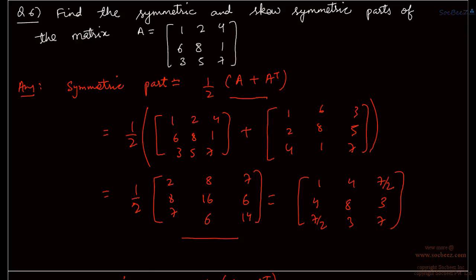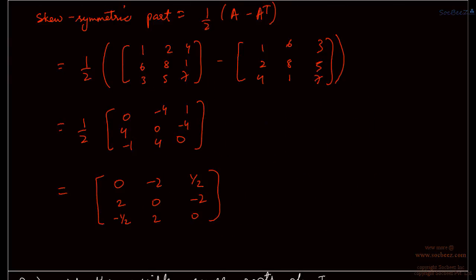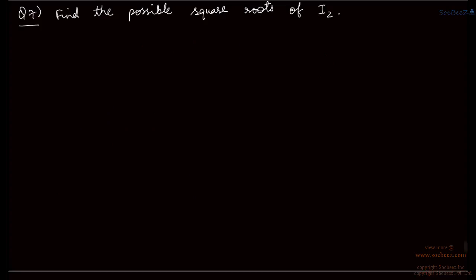In simple form, you can also look at the formula, right? Half of A plus A transpose plus half of A minus A transpose. So A plus A transpose plus A minus A transpose gives you 2A, multiplied with half gives you A.